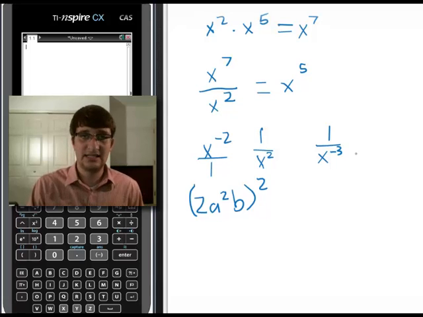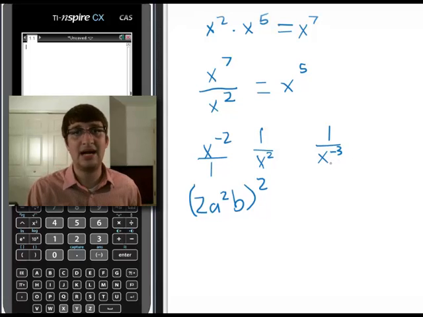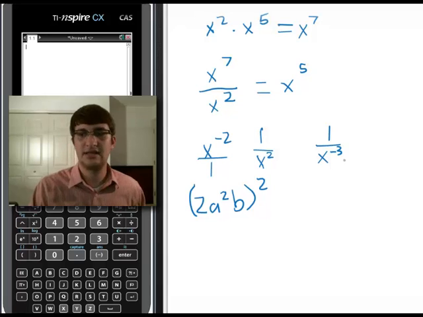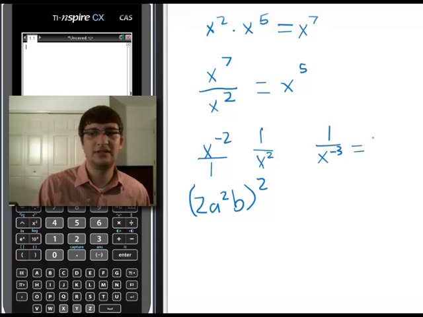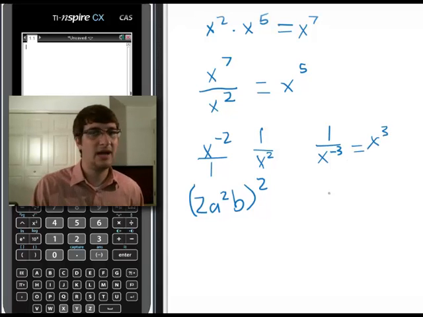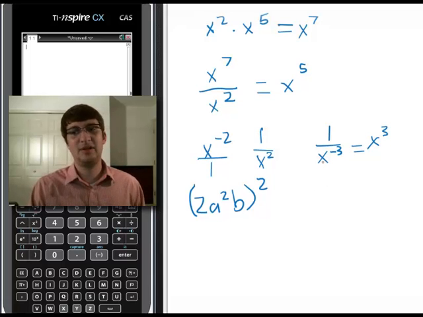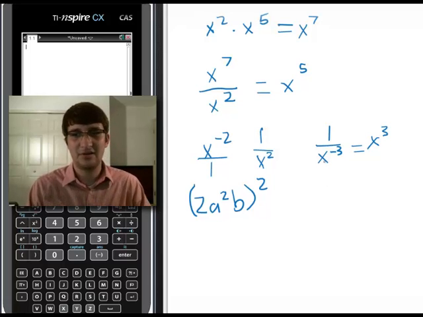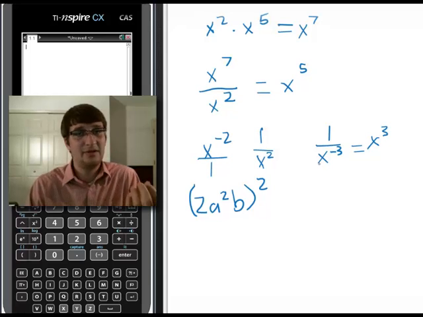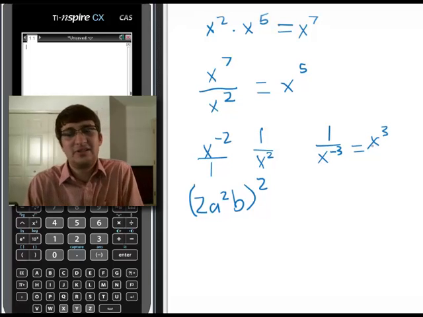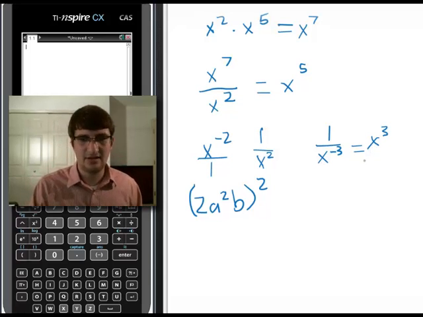Now 1 over x to the negative 3, again, to make it a positive exponent, you would flip it to the other side of the fraction bar. So this is just equivalent to x to the 3rd power, okay? Meaning that if I plug a 2 in here, if you type on your calculator 1 over 2 to the negative 3, and you plug a 2 into 2 to the 3rd, you'll get the same answer, okay?